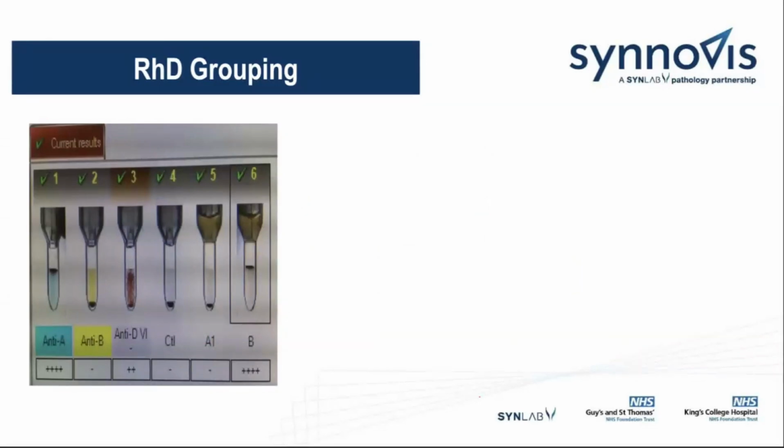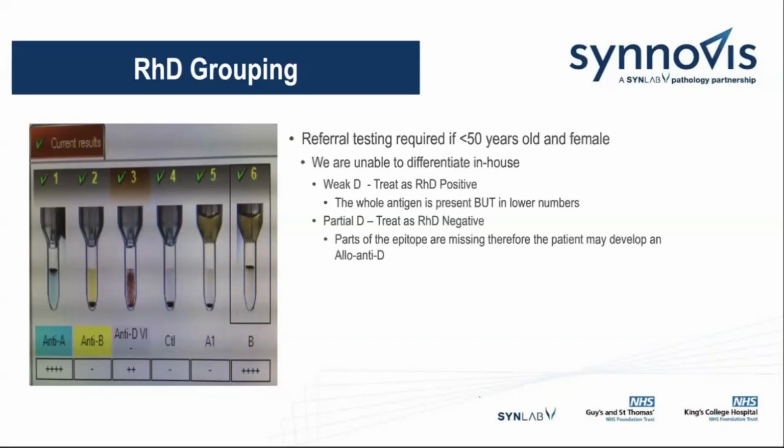So as I mentioned, the D antigen is part of the RHD blood group system, and it's highly immunogenic. Most people are either RHD positive or RHD negative. However, some individuals have weaker or altered forms of the D antigen, and these can be documented as either weak or variant D. If you can see this card here, the previous RHD had a very strong reaction at the top of the D well, but this one has a much weaker reaction moving all the way through the gel.